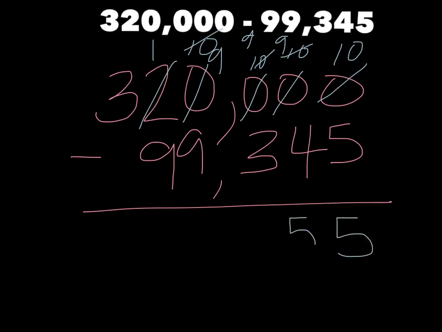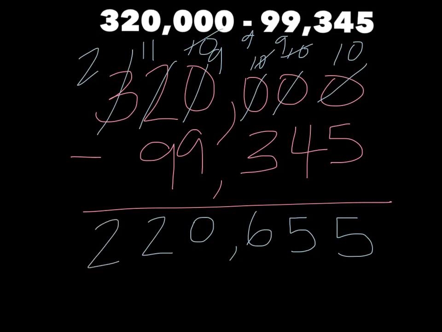9 minus 4 is 5. 9 minus 3 is 6. 9 minus 9 is 0. Bring down my comma. And here I need to borrow again. 11 minus 9 leaves me 2. And 2 minus nothing is 2. I have 220,655.